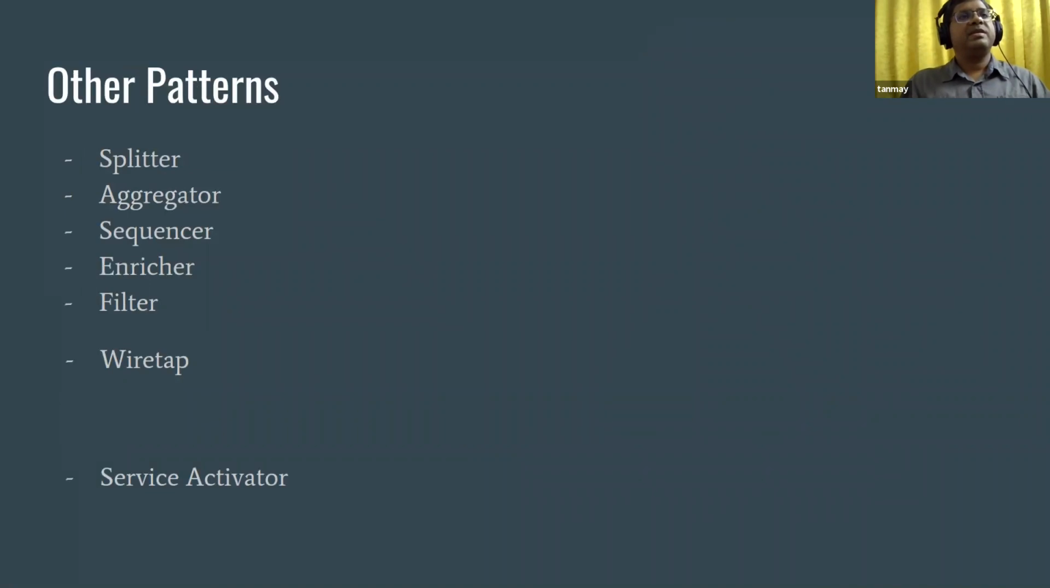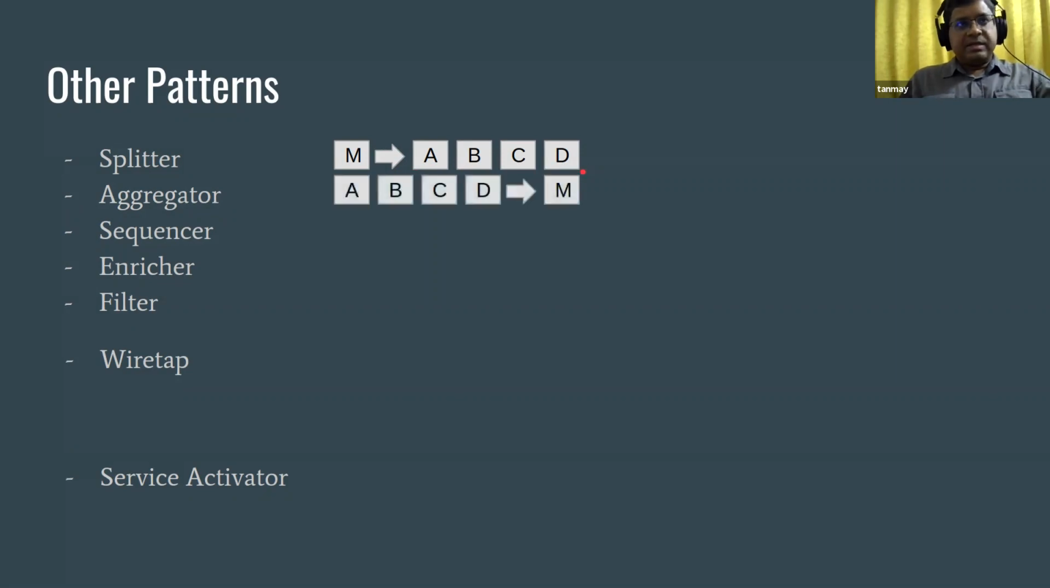There are several other patterns we can imagine. We can build on this framework. One is the splitter. Splitter is nothing but a batch processor. So given a batched message M, a splitter can split it out into component messages A, B, C, D. The aggregator just does the reverse. It batches messages. Given a series of messages A, B, C, D, it can batch them together into a batch message M.